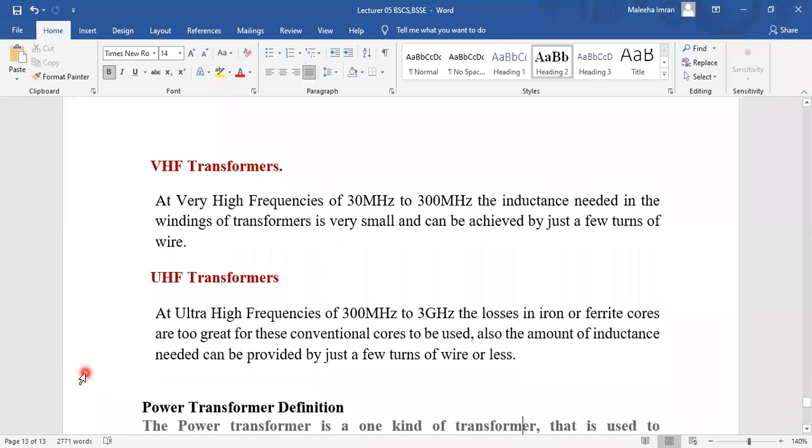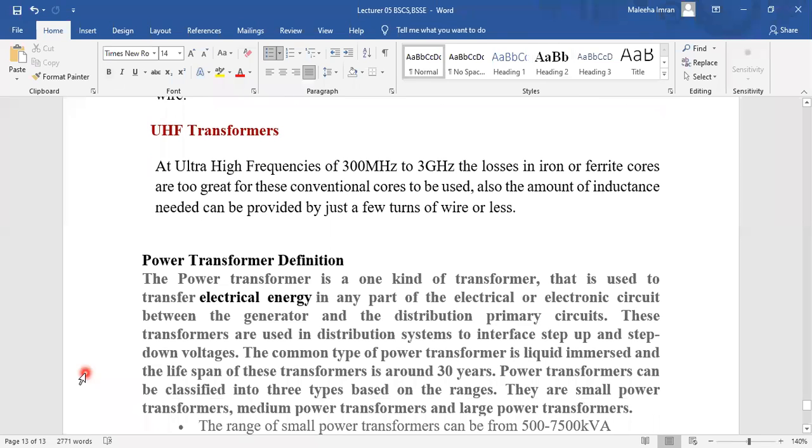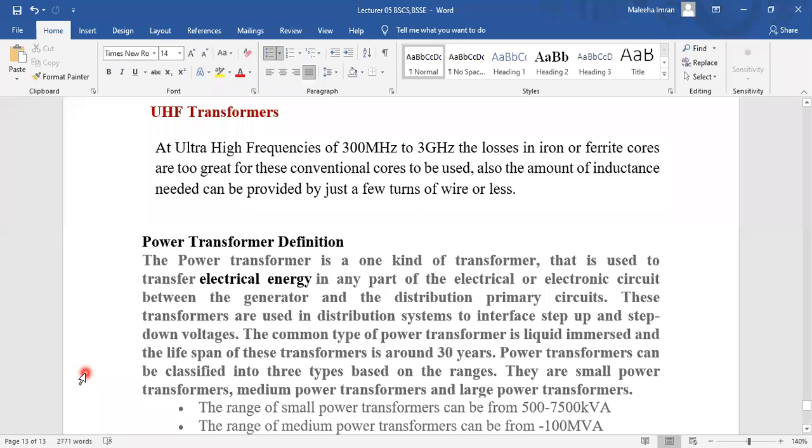Then we have the power transformers. The power transformer is one kind of transformer that is used to transfer electrical energy in one part of the electrical or electronic circuit between the generator and the distribution primary circuit. These transformers are used in the distribution systems to interface, step up and step down voltages. The common type of power transformer is liquid immersed, and its lifespan is around 30 years.